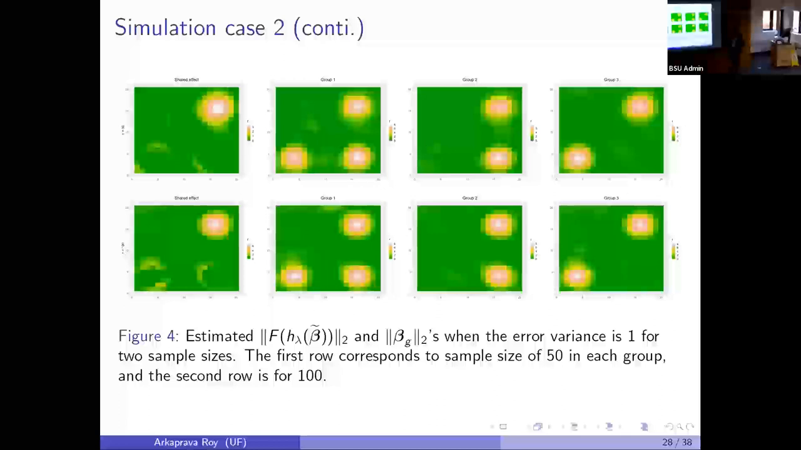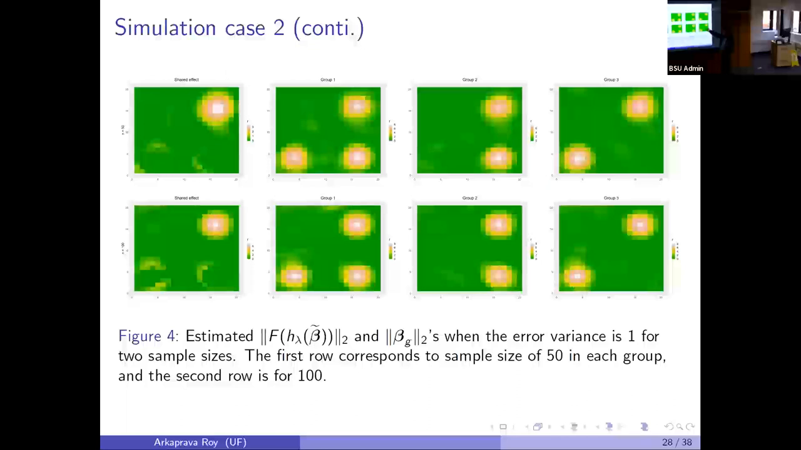And also we show that this is the true estimate, so this is the true value, this is the estimated. So there is enough in the paper. We also have a kind of derived result to identify the shared effect directly from those beta tilde.